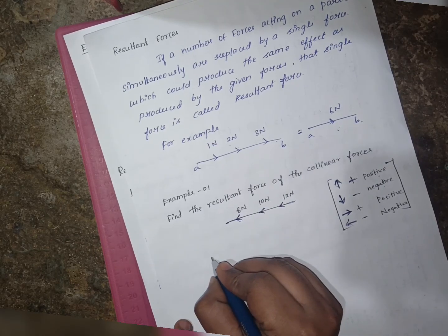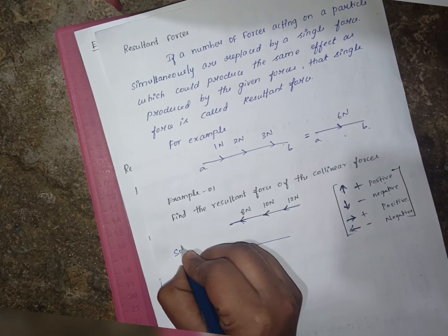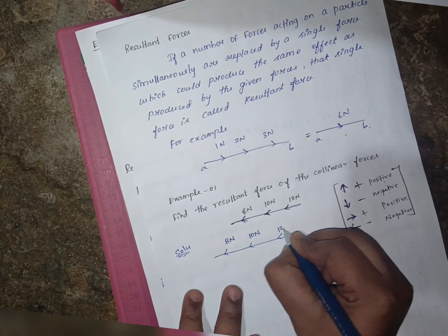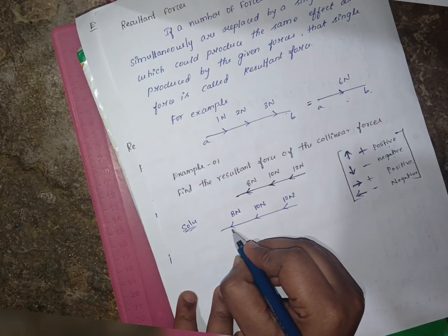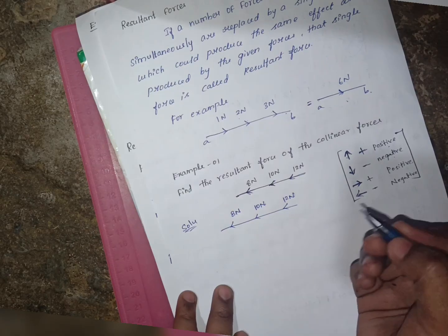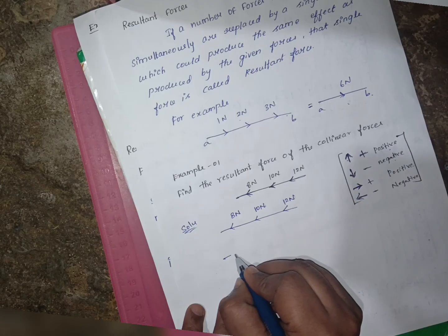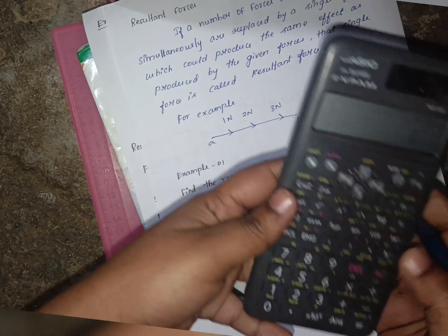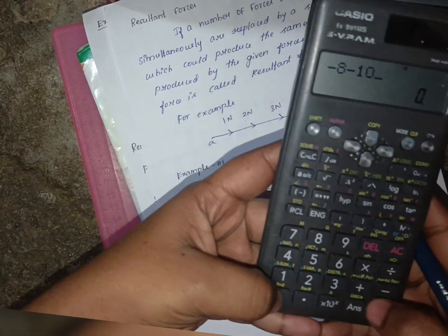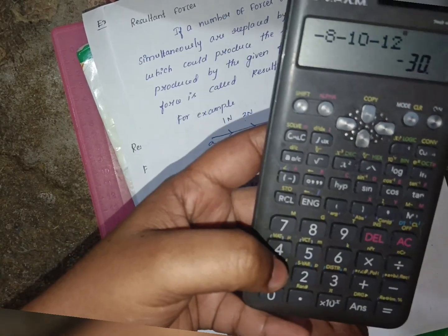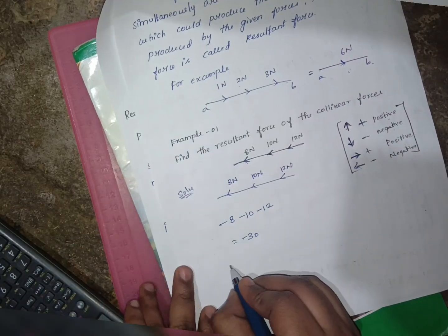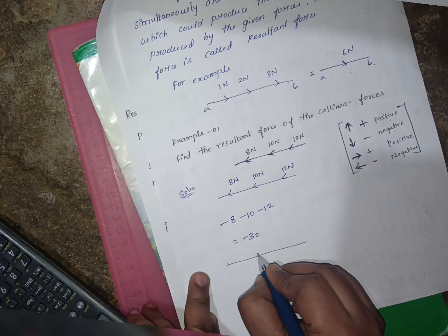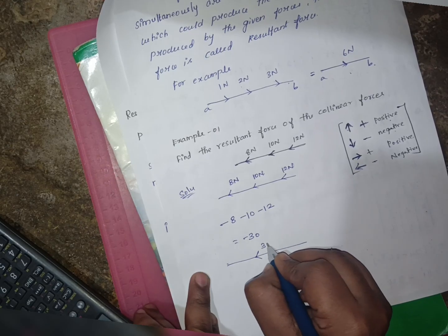So first we draw the solution again like this: 8 Newton, 10 Newton and 12 Newton. We know horizontal force acting from right to left is negative, so we put minus 8, minus 10, minus 12. We get the answer minus 30. We draw the single force in the negative direction. We get the answer 30.